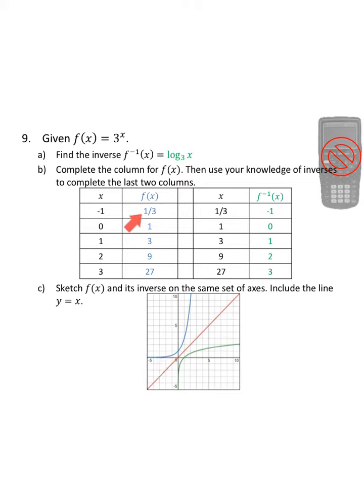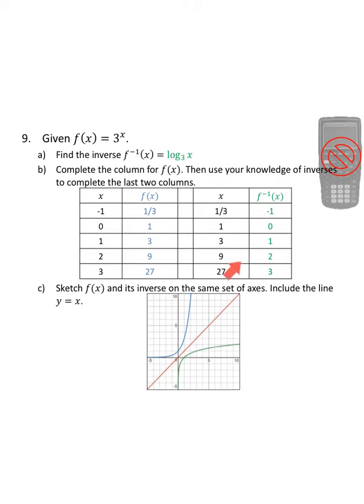But all I did is plot the points. When x is negative 1, y value is 1/3. When x value is 0, y is 1. X is 1, y is 3, and so on. And you can see here in green, the graph of the inverse is indeed the graph of a logarithmic function. And so there we go. Log base 3 of x is the inverse of 3 to the x.